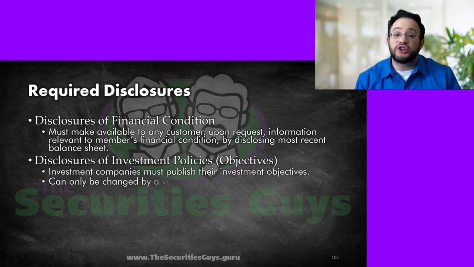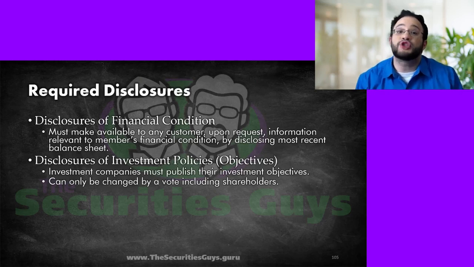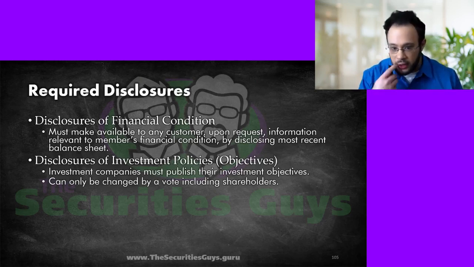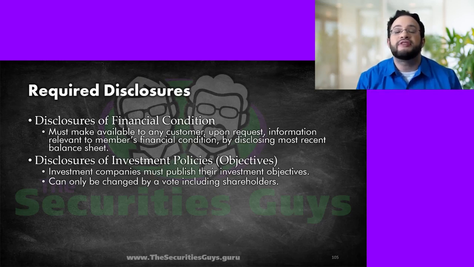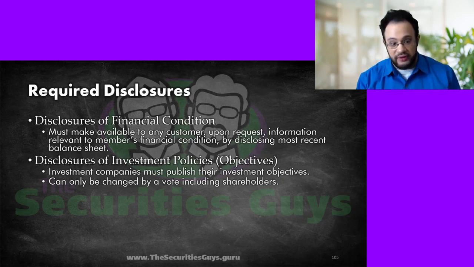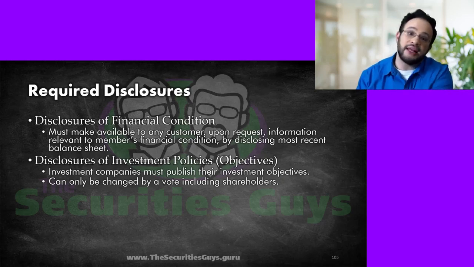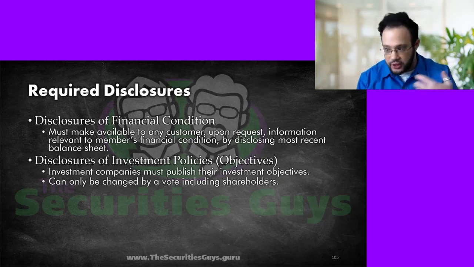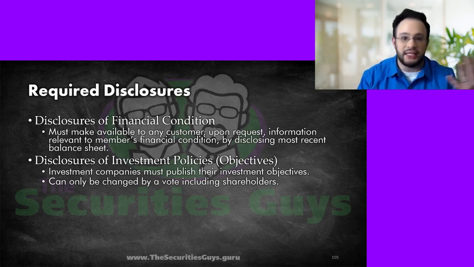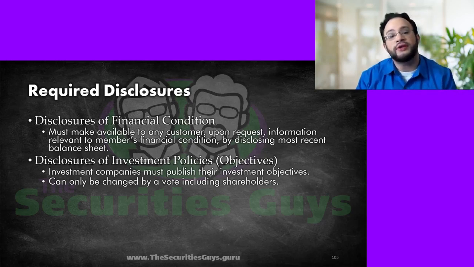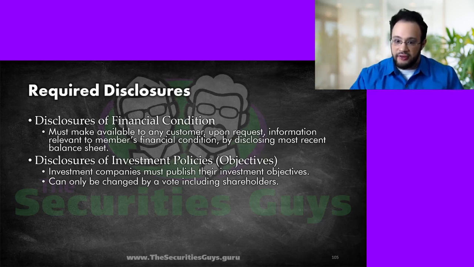We must have the disclosure of investment policies. That's the objectives. Investment companies, primarily mutual funds and what we deal with, must publish their investment objectives, how they're going to invest the money. Are they going to be investing it for growth? Are they investing it for income? Are they in big companies? Are they in small companies? Are they risky? Are they not risky? You can only change that investment policy, that investment objective, by a vote of the shareholders.